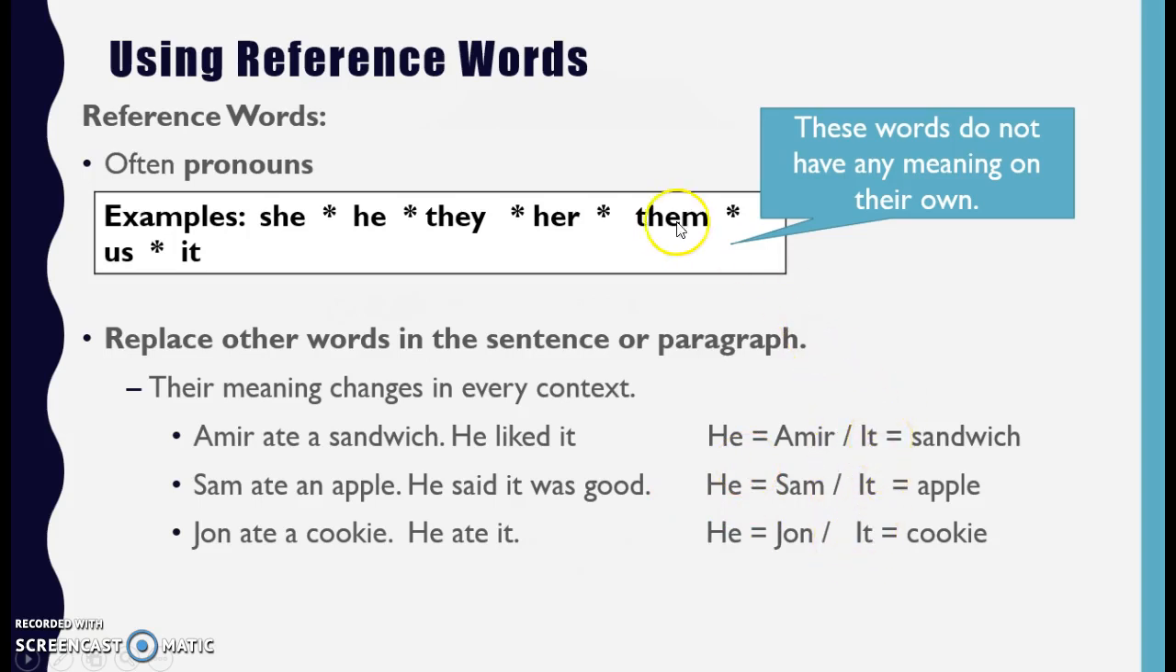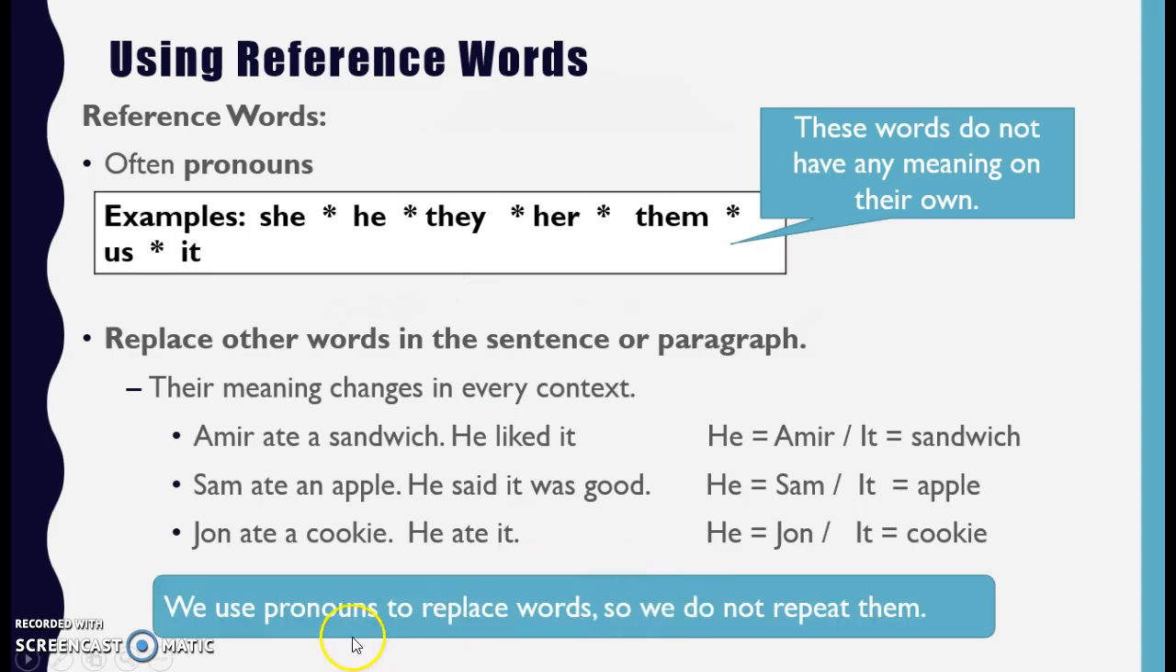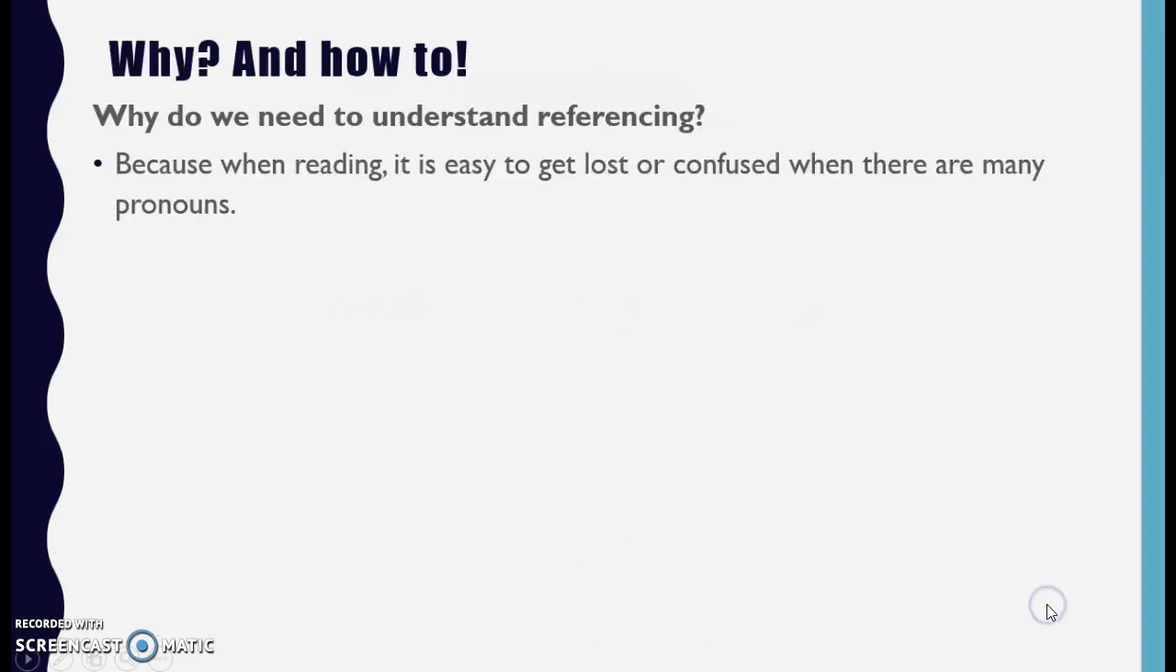So when we read, we have to realize that when we see words like she, he, and they, we have to understand what they mean in that particular context. Because we use pronouns to replace words, so we don't repeat them all the time. But why do we need to do this? Why do we need to understand referencing? Because when we read, it's so easy to get lost or confused when there are many pronouns.